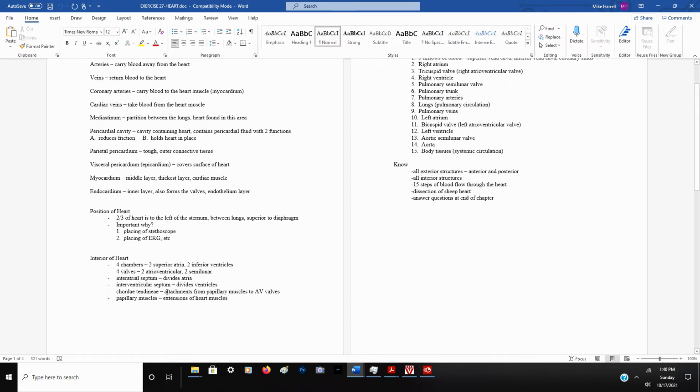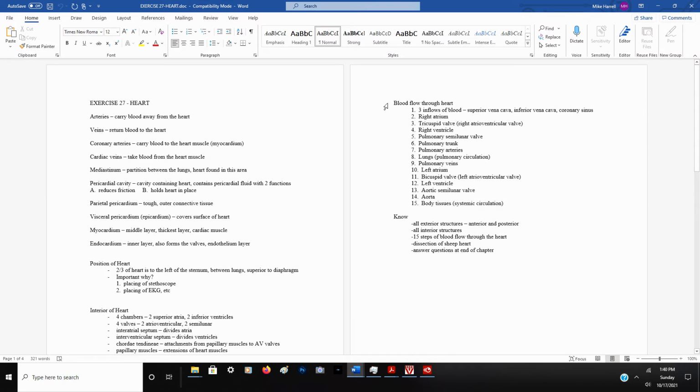Inside the heart, we're going to look at quite a few structures right here. So there's already several videos for heart anatomy, and we've got some pictures too. And one quick way to learn much of the heart anatomy, not all of it, but a lot of it, is to learn the 15 steps of blood flow through the heart.